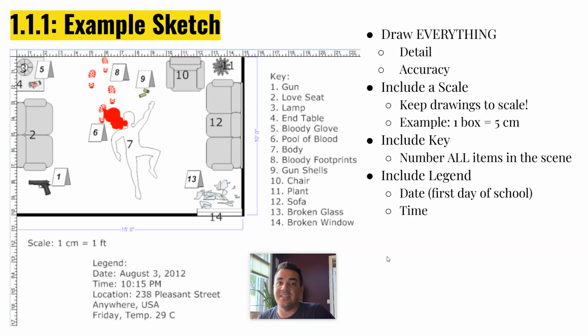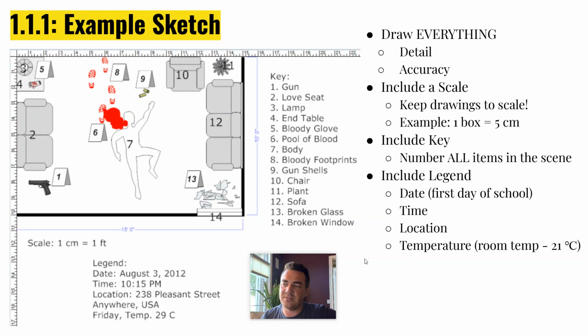When did the investigators arrive at the scene? Not when did Taylor find Anna's body, not when did you call the police, but when did the crime scene investigators arrive and start documenting the crime scene? That's the time you're going to write down. So make sure you write that down. The location, right? What building are we in? And the temperature. Just to tell you, it's room temperature. It's about 21 degrees Celsius. Make sure you're drawing neatly and be thorough.